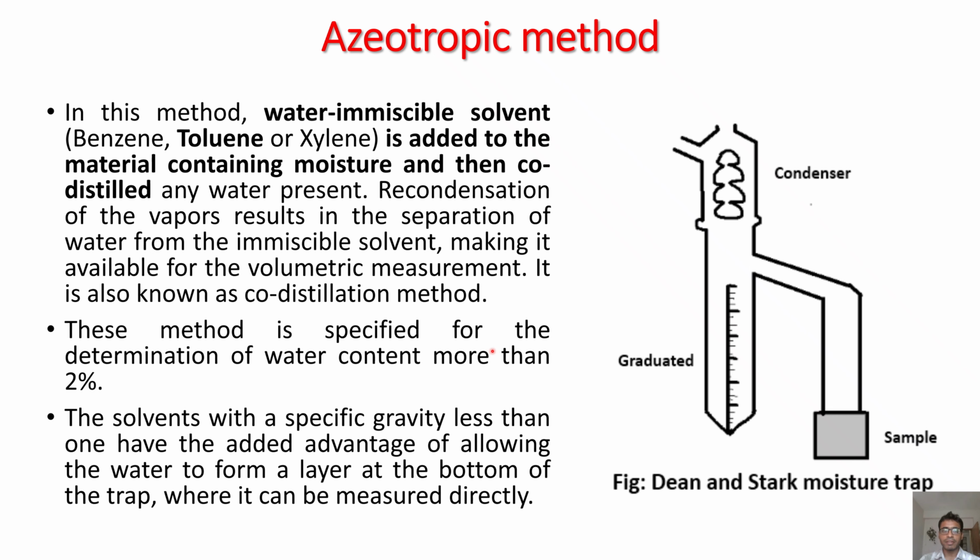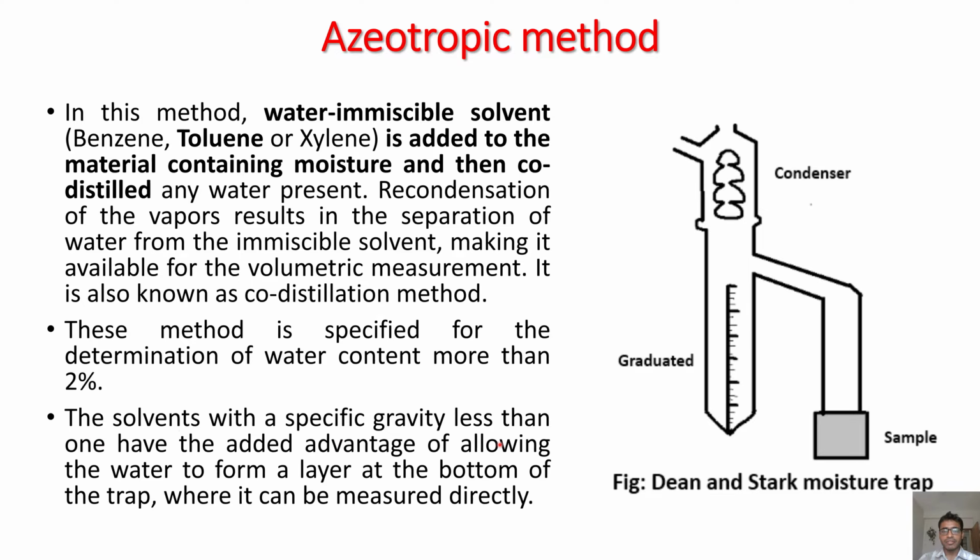This method is specific for the determination of water content more than 2%. Okay, whenever your sample contains more than 2% water, then you can use this azeotropic method. Then a question may arise: if our sample contains water less than 2%, then which method should we use? Obviously that should be Karl Fischer titration.